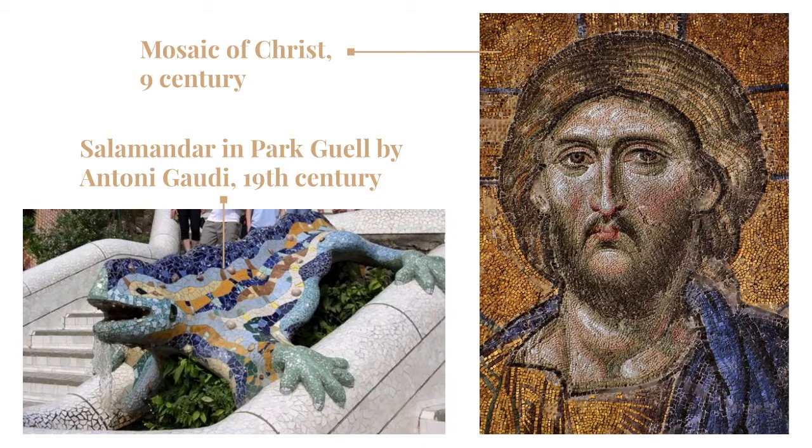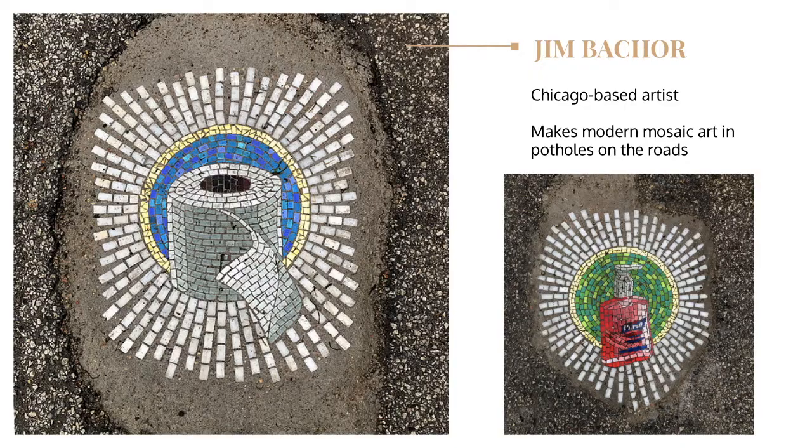For example, these two mosaic pieces are from the 9th century and the 19th century. More than 1,000 years ago for the one on the right side. There's this modern artist called Bach. I have no idea how to read his name. He is based in Chicago and he is known for filling up potholes on the road using beautiful mosaic work. And in these two pieces, he made use of the current theme, COVID-19, where he used toilet rolls and hand sanitizer as his subject matter.